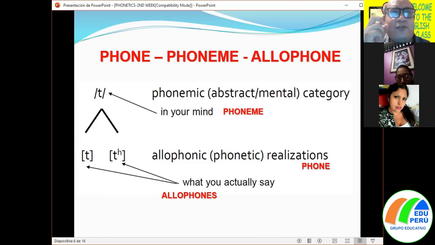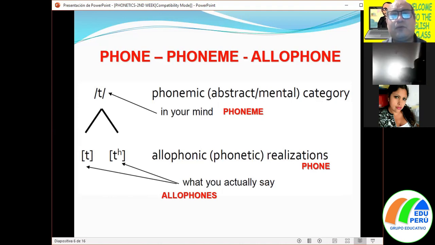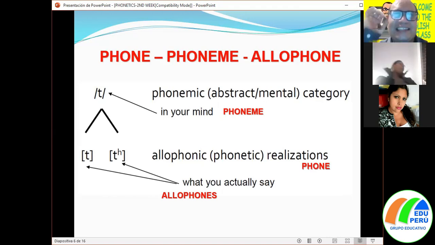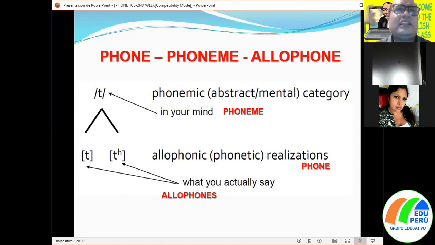Why could we say that they are phonemes? Because they are changing the meaning of the words. Ta, ten, a number. You're talking about quantity. Pa, pen. You're talking about an object, in order to write something. So notice, you just change one sound and you change the meaning of the word. So how do we call these sounds? Phonemes. Remember, phonemes are the sounds that we use that change the meaning of words.